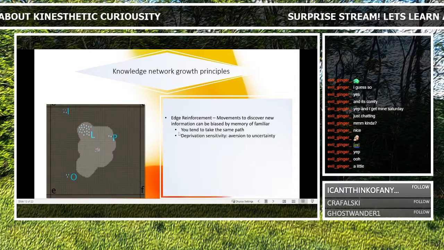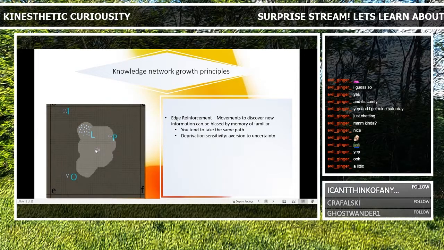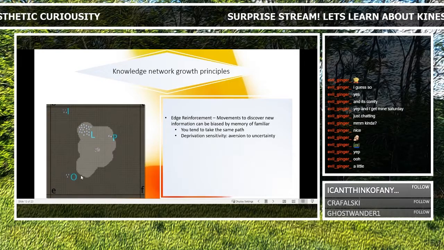The next is this idea of deprivation sensitivity, or the aversion to uncertainty. You're going to stay close to your main base here. You're not going to go too far to the edges here, away from what you already know.